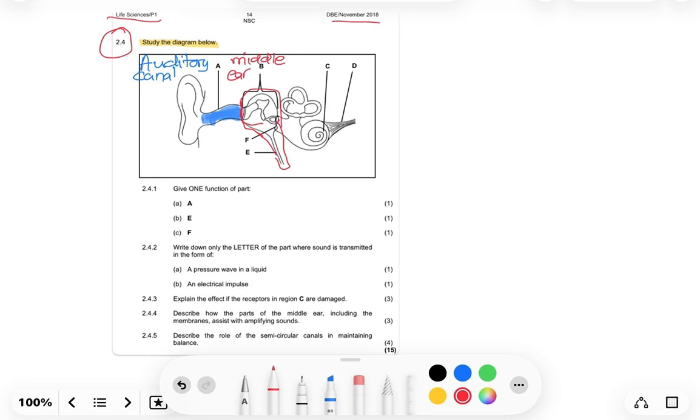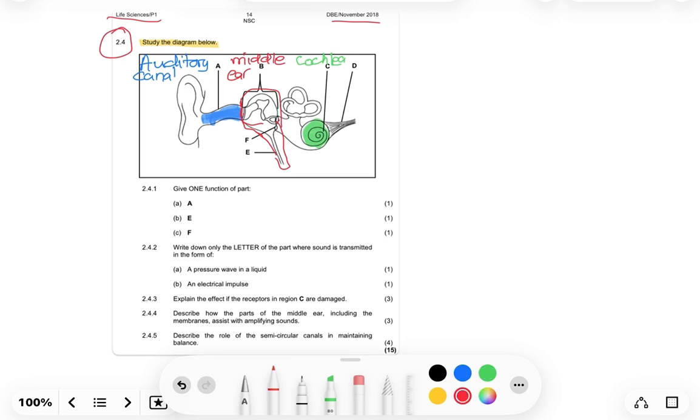Right, then part C is representing this structure, this funny structure of ours, which looks like a snail, right? Which houses a receptor known as the organ of Corti, but it is known as the cochlea. Okay, right? Then we have part D.